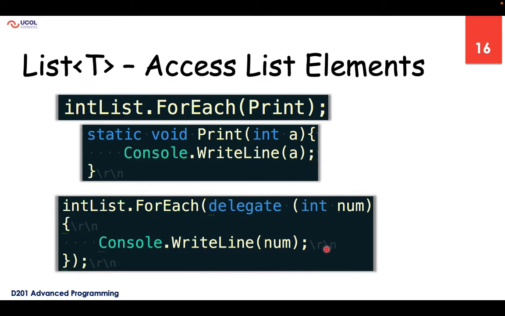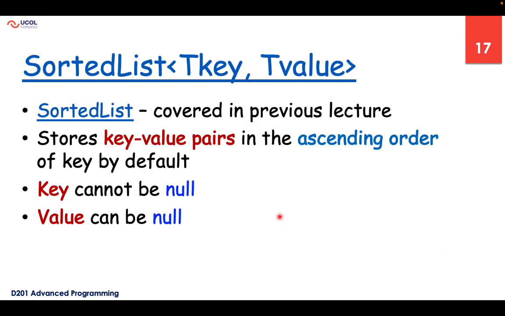We can also have delegate(int number) { Console.Write(number); }. These are methods which are without any name. Here we have a method name, but here we don't have any method name. We call them anonymous methods. That is also a possibility that we can use in C#.